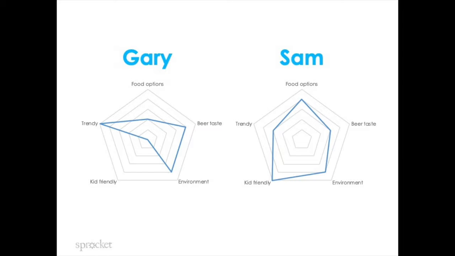Not surprisingly, different personas will have different geometric shapes because each persona will score slightly differently on the dimensions that make up the graph. Here are two examples of personas from a fictitious microbrewery. So for example, Sam is a persona that has children, whereas Gary doesn't have kids. Sam is also more interested in food options, in contrast to Gary, who's just there to have a few beers.